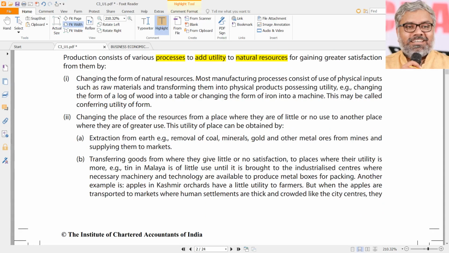Once again, don't mix this utility with the consumer's theory of utility. Words are same. We are using in a different context. I understand it is difficult sometimes to identify different words. Same word actually in different contexts. But that is what it is. That is what we have to do.